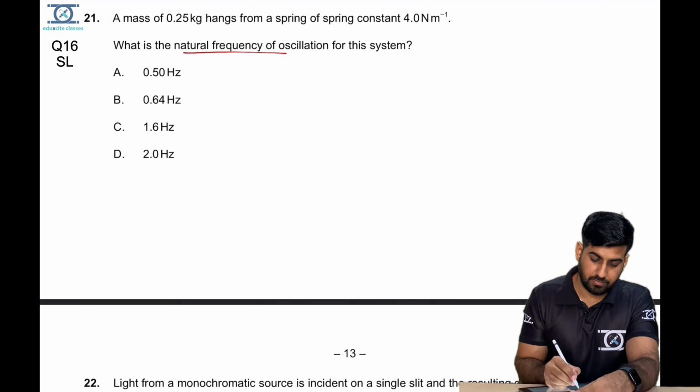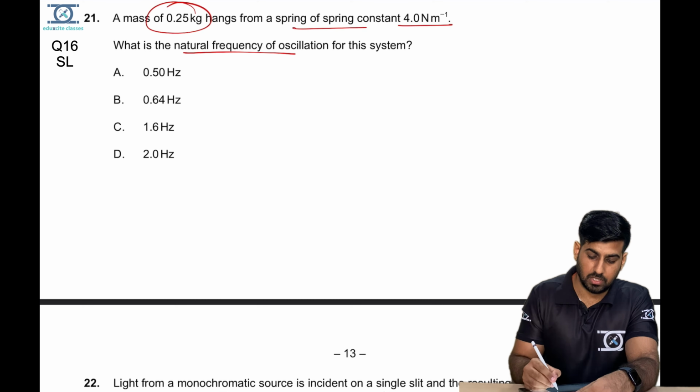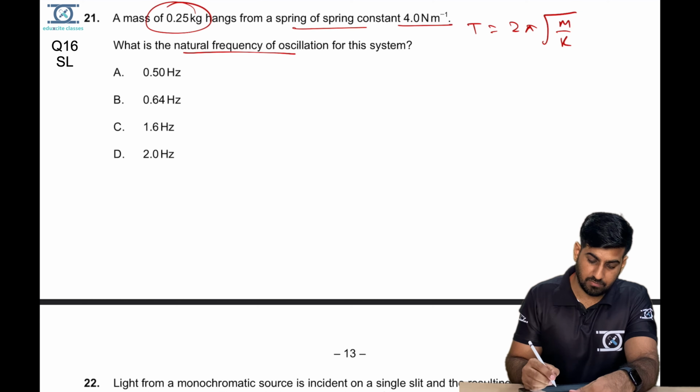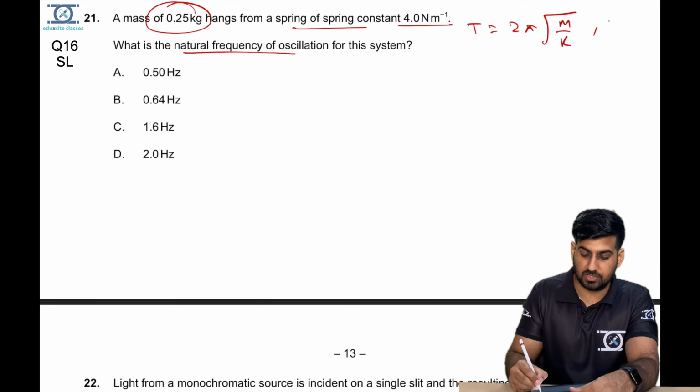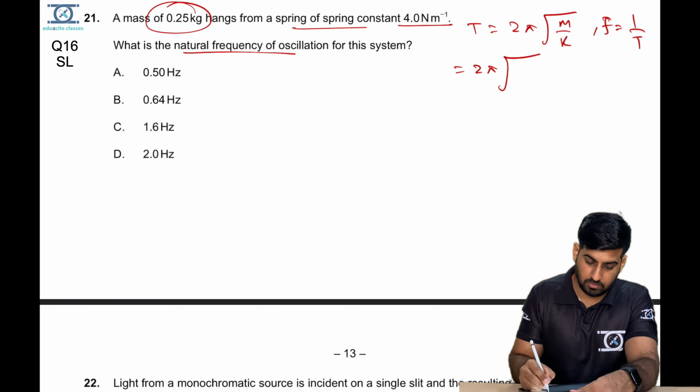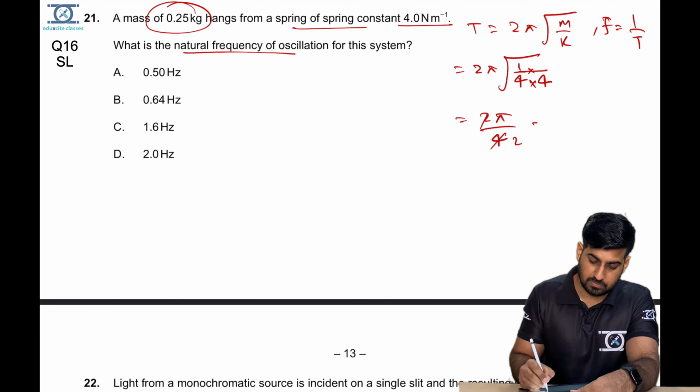Now again, for the natural frequency of the oscillation, if a mass of 0.25 kg hangs on a spring of constant 4, the time period is equal to 2 pi under root m by k. This is the formula given in your data booklet. You can check, and we know that once we find the time period, we can find the frequency, because frequency is equal to 1 upon time period. We just take the reciprocal. So 2 pi under root, mass is 0.25, which is 1 by 4, and k is nothing but 4 only. So this will become 2 pi by 4. This is pi by 2. So frequency will be 1 upon pi by 2, which is 2 by pi.